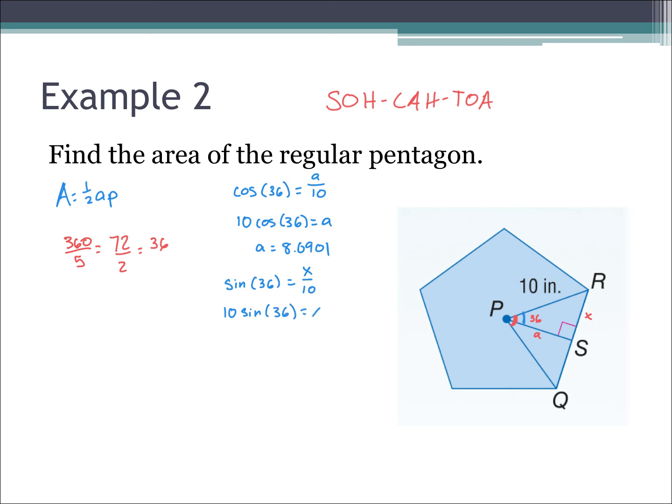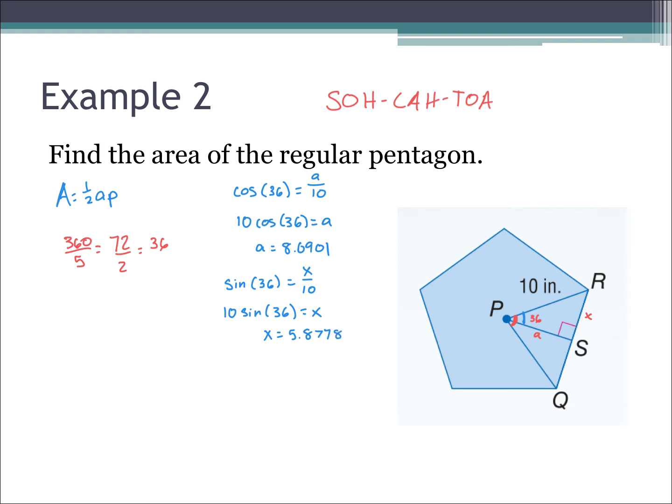As I'm plugging into the calculator over here, I want you to remember that your calculator should be in degrees, and you can always check to see if you have it in the right degrees by doing the sine of 90. Sine of 90 should give you 1. All right, and x is 5.8778.